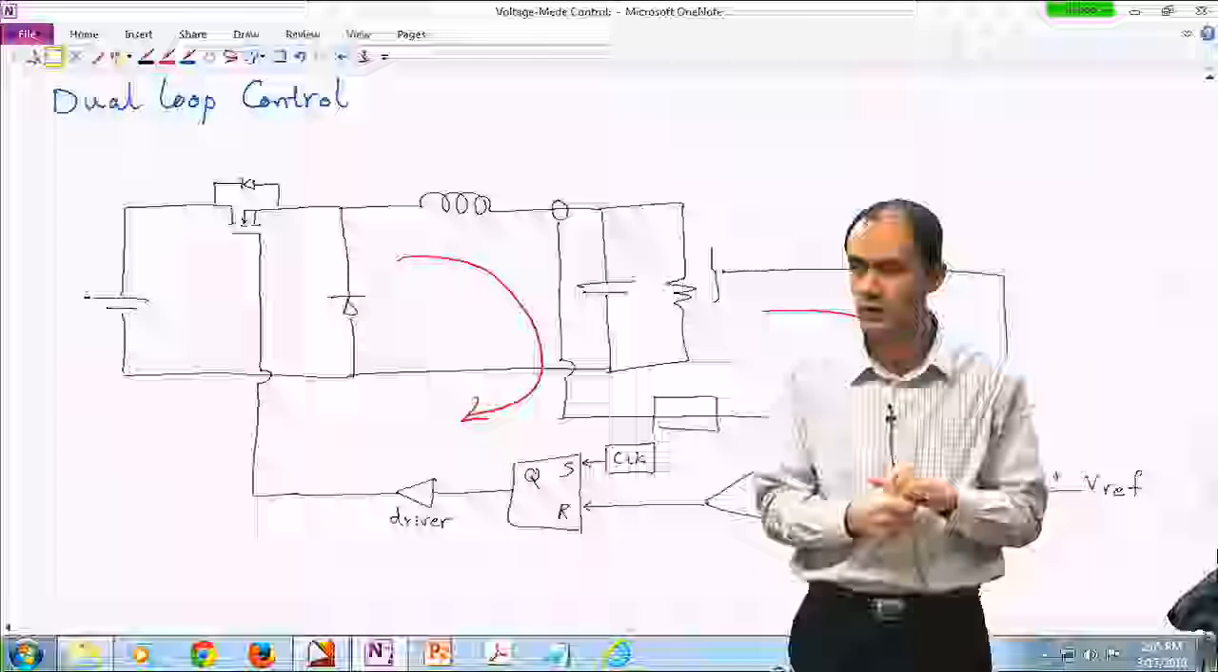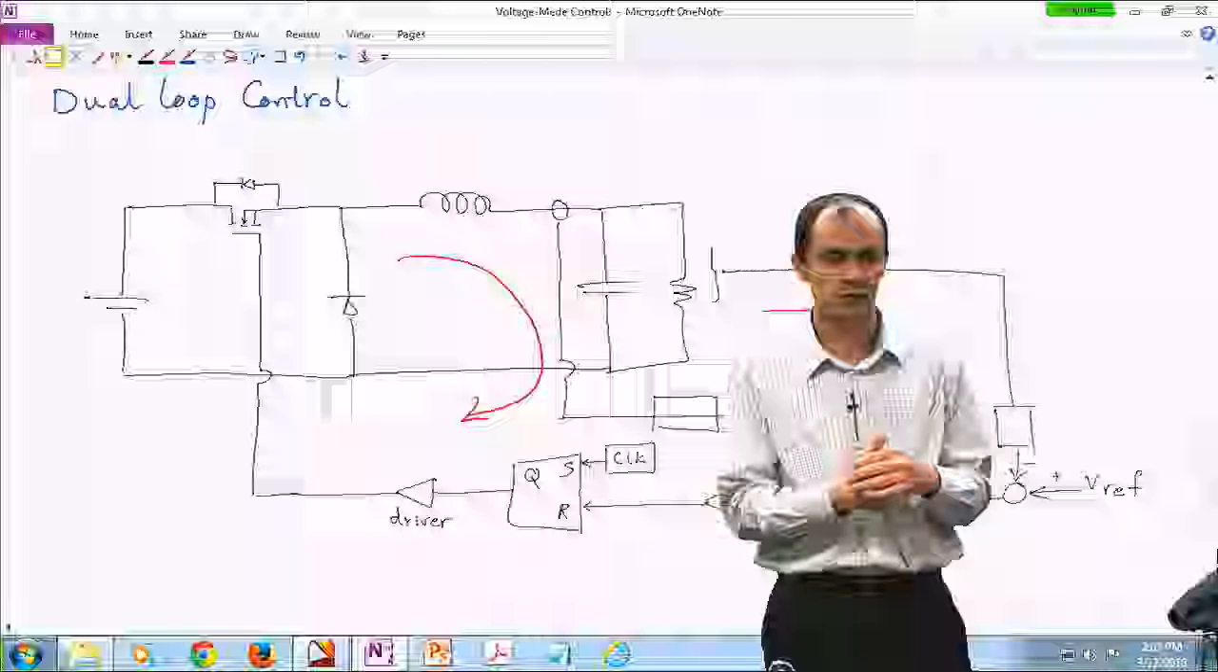So first of all, we are adding a little bit of complexity to the system, at least as far as the measurements are concerned. The voltage measurement is the same.